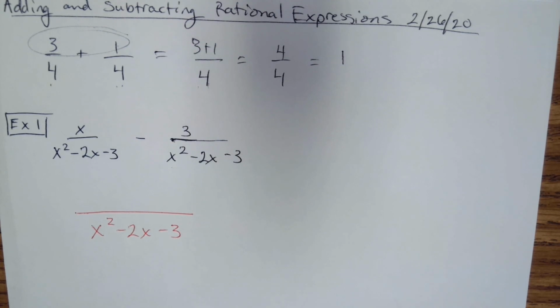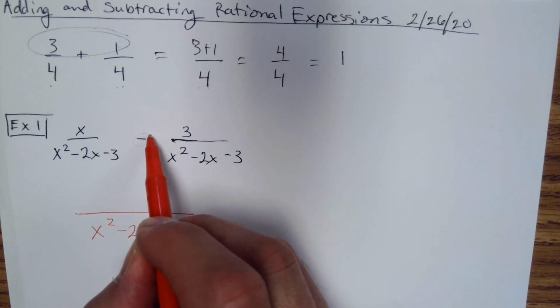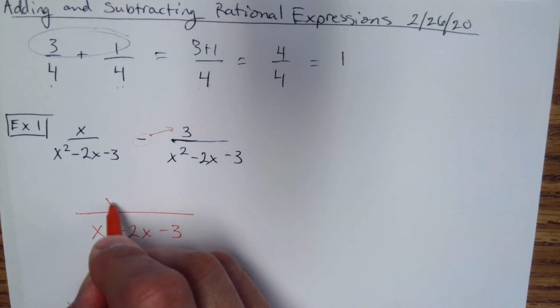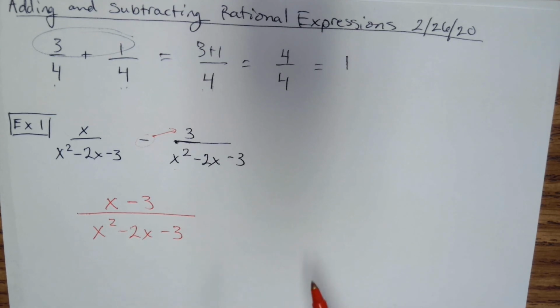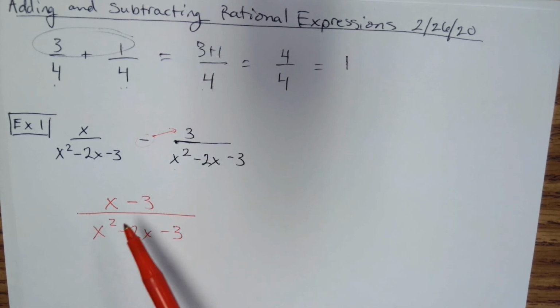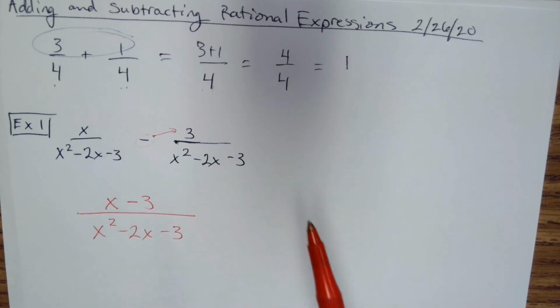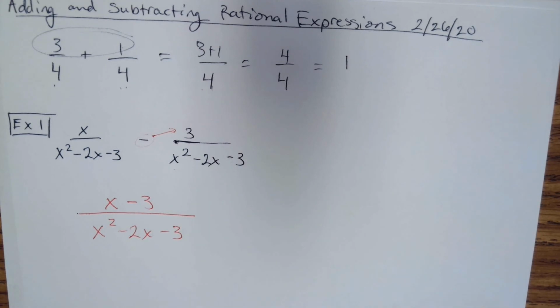Write the denominator once when it's the same, and then this, just make sure I have an x minus 3 in the top. So I've combined the tops. You can't really combine any like terms because it's an x and a 3. However, we can factor and simplify in this case.